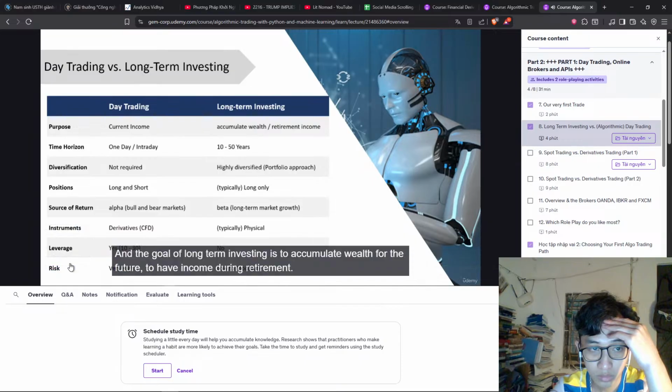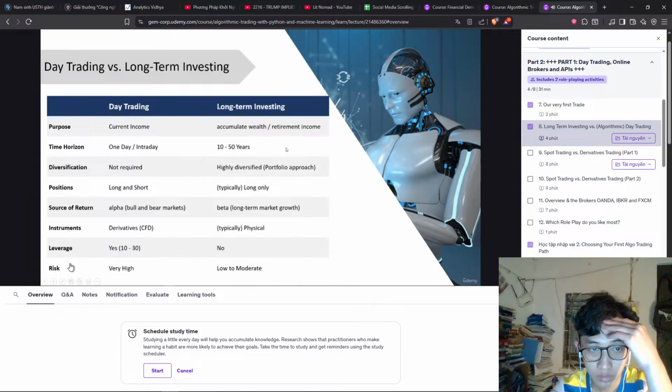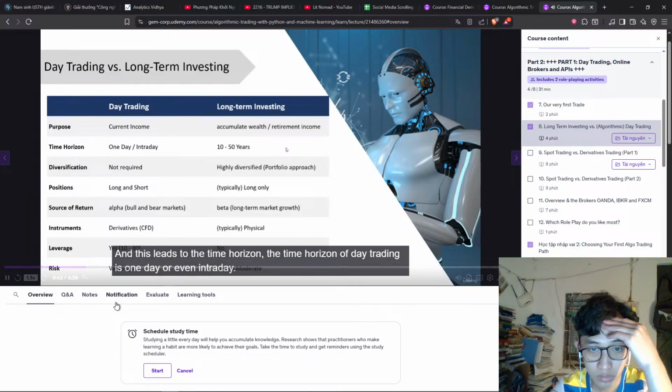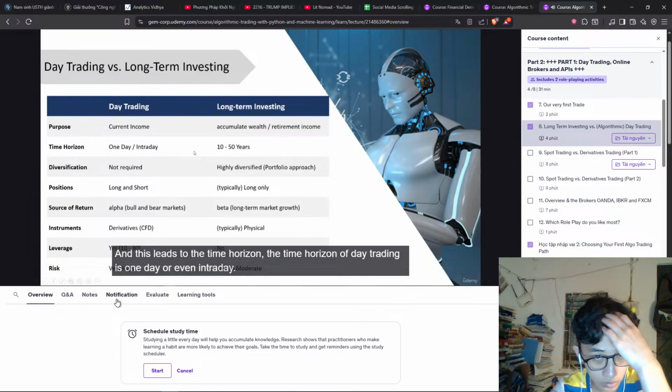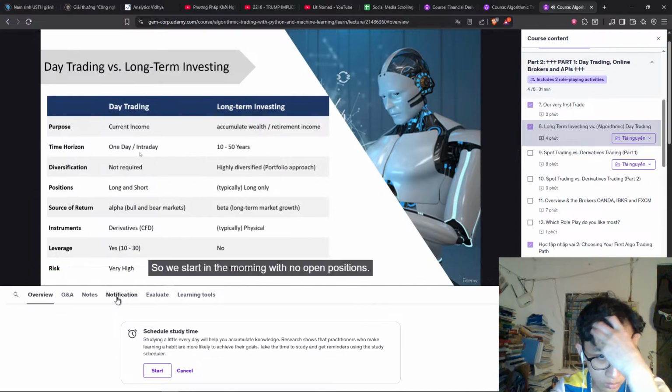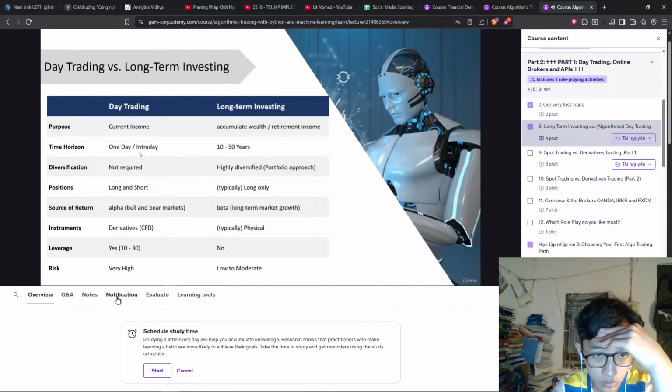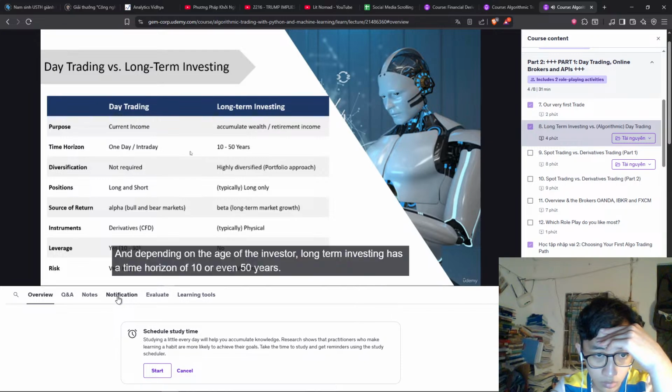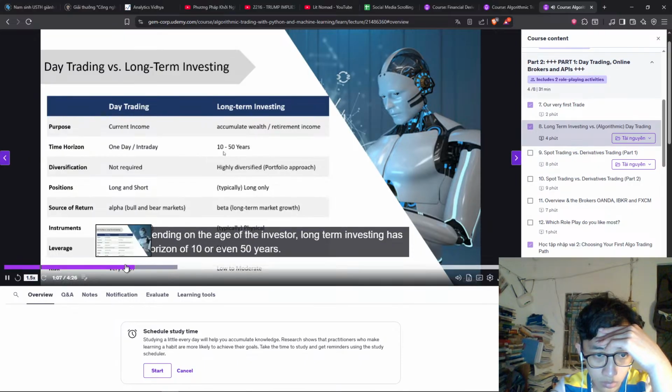And the goal of long-term investing is to accumulate wealth for the future to have income during retirement. And this leads to the time horizon. So the time horizon of day trading is 1 day or even intraday. So we start in the morning with no open positions, and then during the day we take long and short positions, and finally in the evening we close all positions for the night. And depending on the age of the investor, long-term investing has a time horizon of 10 or even 50 years.